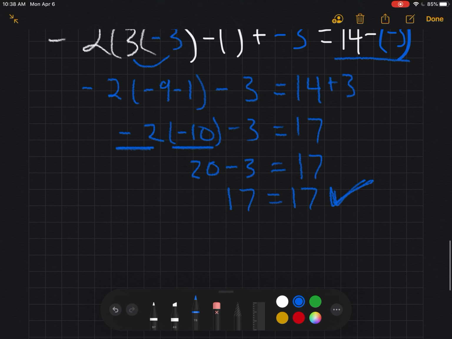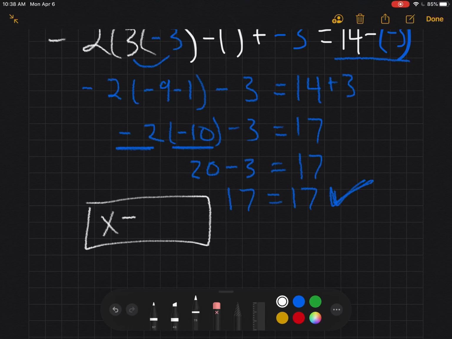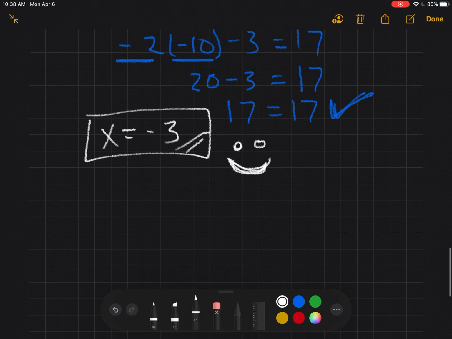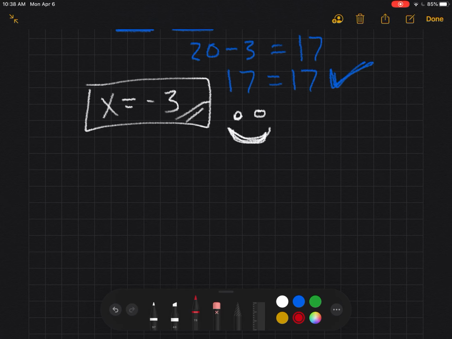Yay! Because I ended up with a true statement when I plugged that in, I can feel confident that my answer of x is equal to negative 3 is correct. So that gives me a smiley face.